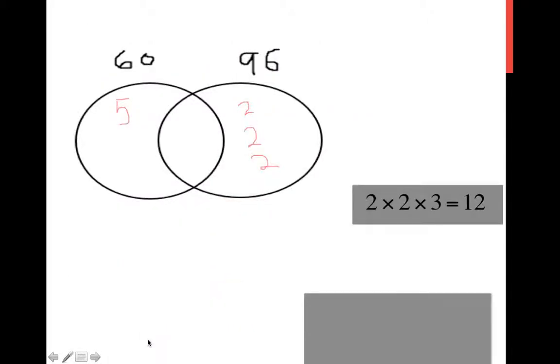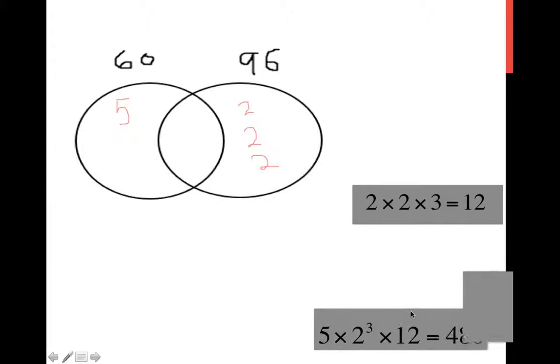Now they often ask you this. I haven't put it down, but they often ask you to work out the lowest common multiple. And the lowest common multiple here is the stuff outside the circle. So we've got 5, 2 and 2 and 2. And also, it's very important that you include the bit you just worked out, the highest common factor, which is 12. So the lowest common multiple is 480.